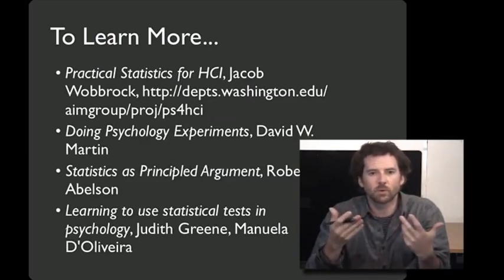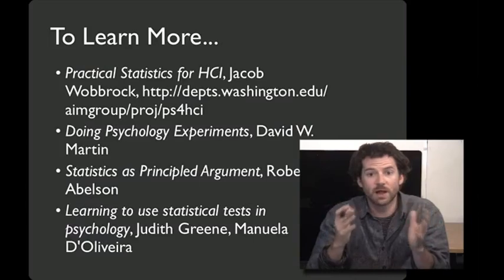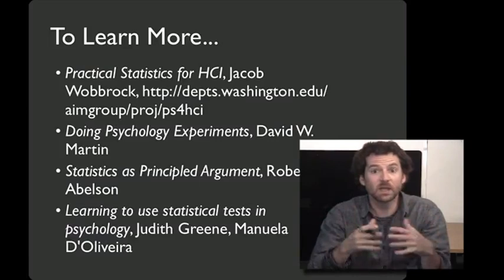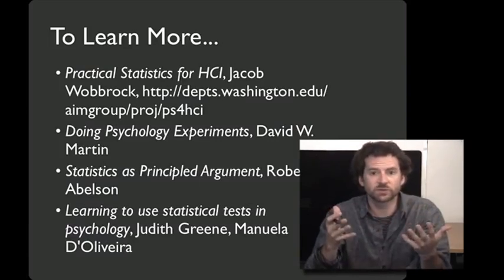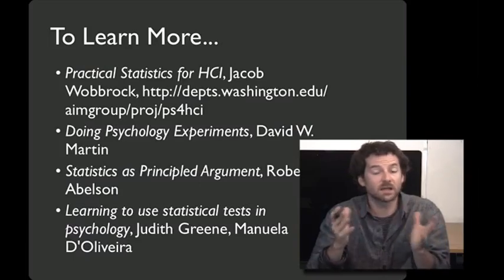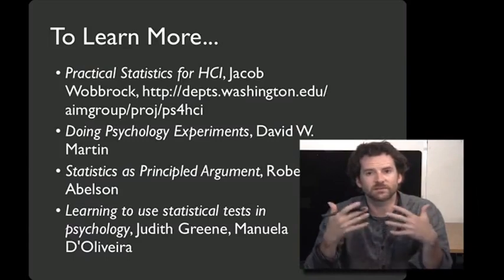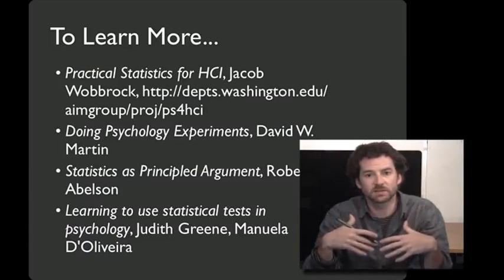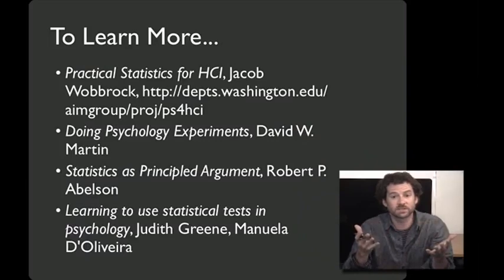If you'd like to learn more, as a next step, I highly recommend Jacob Wobbrock's course on practical statistics for HCI. He's got a series of online materials. If you'd like to learn about practical strategies for doing experiments in a general sense, I highly recommend David Martin's Doing Psychology Experiments. If you'd like to learn about the philosophy behind statistical testing, there's a great book called Statistics as Principled Argument. And if you'd like a nice flowchart of which test you should use when, I recommend the book Learning to Use Statistical Tests in Psychology.